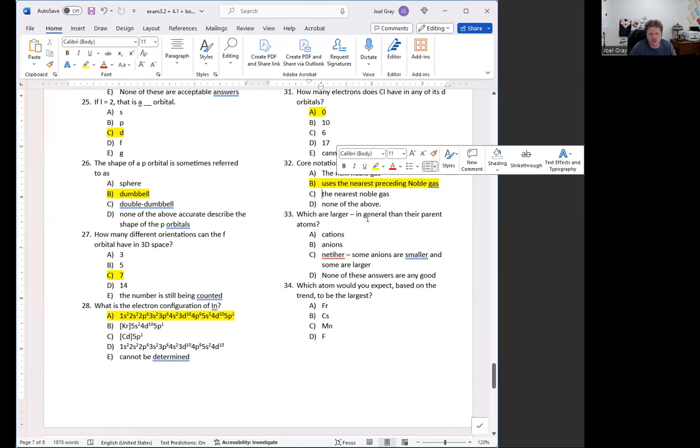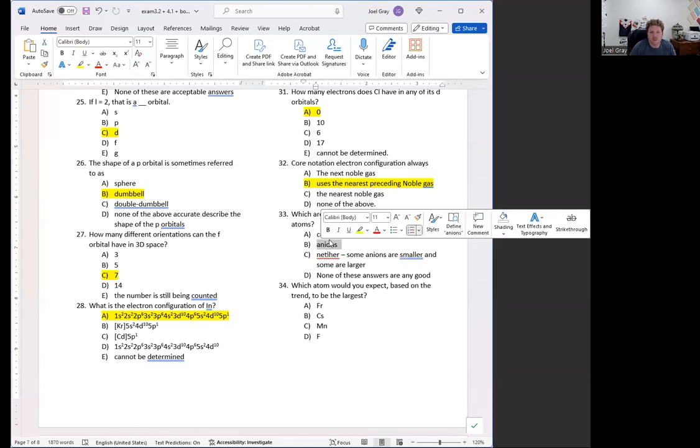Number 33. Which are larger in general than their parent atoms, cations or anions? Well, anions have one extra electron, so they're going to be a little bit larger. B is your correct answer for 33.